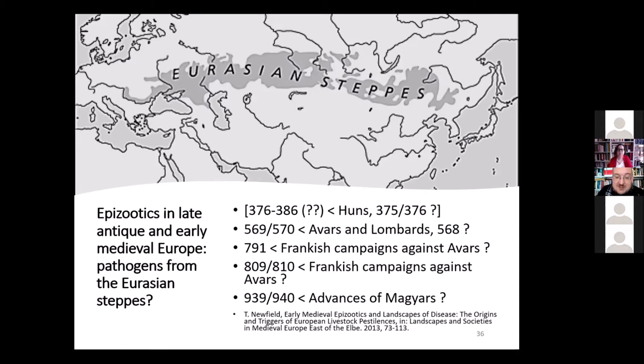However, we have another description in Frankish sources for 569, 570, which would follow the arrival of the Avars and then also the migration of the Lombards to Italy. We have another report about such an epidemic in Frankish sources for 791, after or during a campaign against the Avars. The same could be the cause for the outbreak of 810. And we also have another outbreak then in the Ottonian period in 939, 940, where it could be connected to advances of the Magyars, who had established themselves some decades before in the Carpathian Basin. So that these maybe are coincidences.